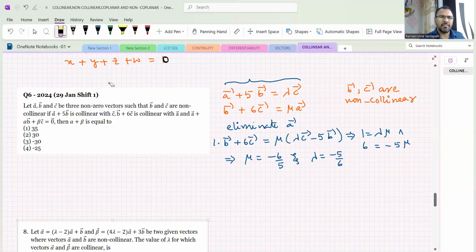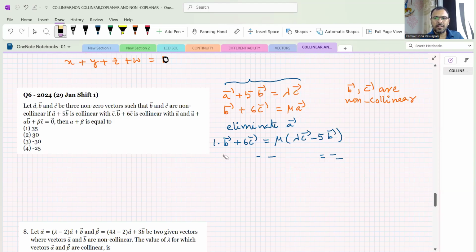Oh, I made a blunder equating this here. Okay, this has gone wrong. Now you see that we have to equate this. So this implies that minus 5 mu equal to 1, right? And mu equal to minus 1 by 5.